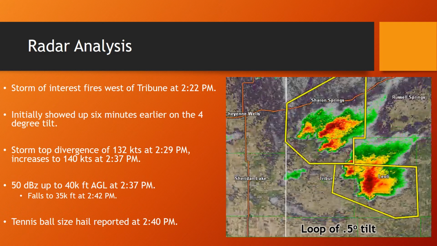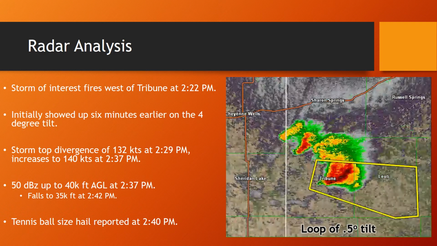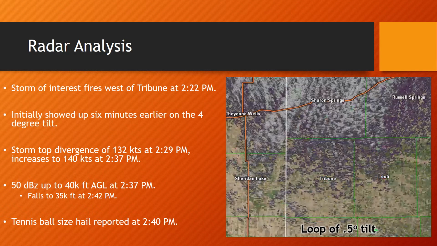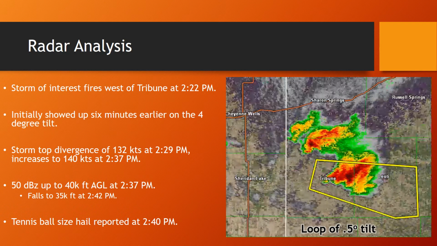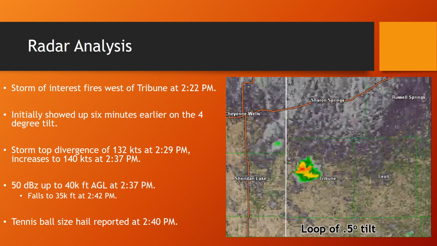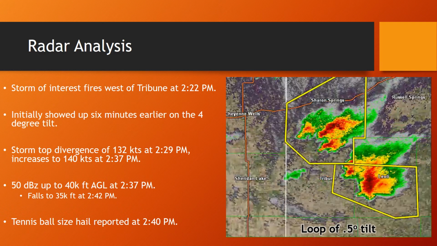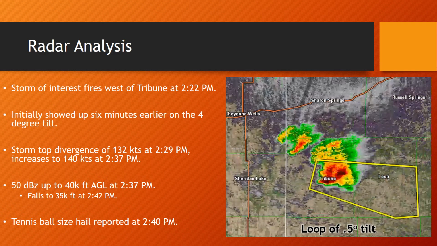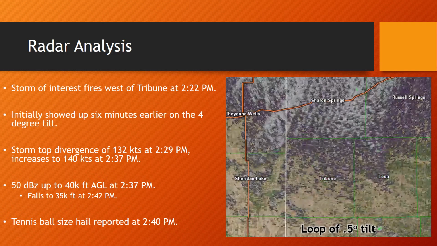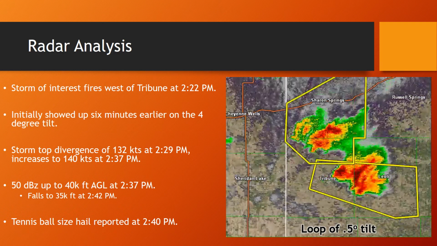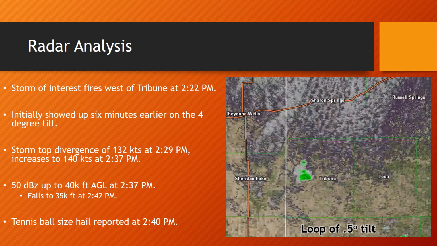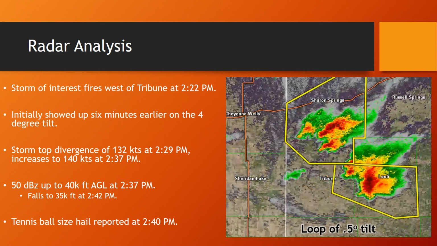We also had 50 dBz up to 40,000 feet above ground at 2:37 p.m. This did fall a little bit to 35,000 feet AGL at 2:42 p.m. Our tennis ball size hail report came in at 2:40 p.m. So 3 minutes before the hailstone was reported to us, we had a storm top divergence of 140 knots and 50 dBz up to anywhere between 35 and 40,000 feet AGL.